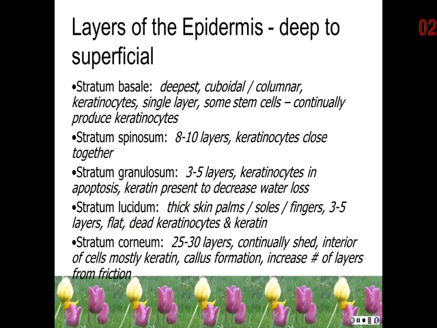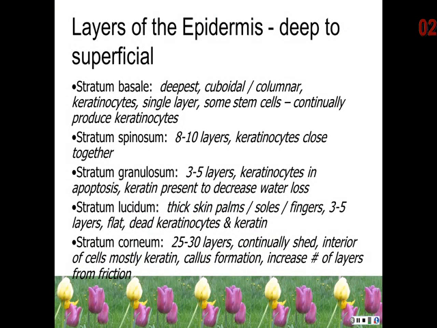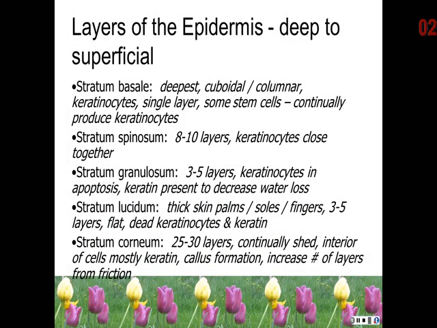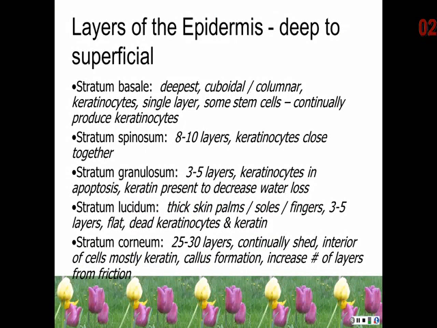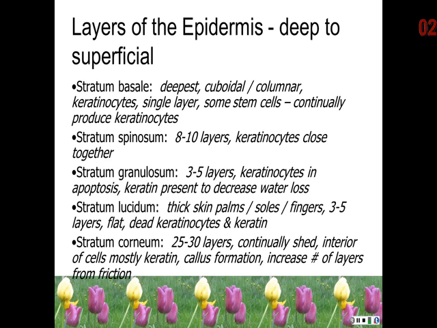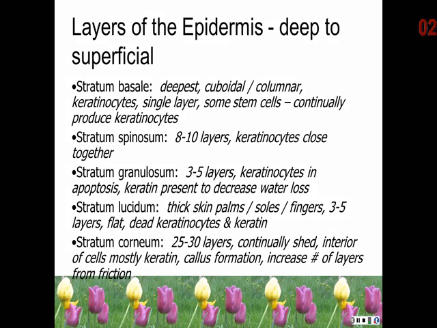We have 5 layers to the epidermis. This slide covers these layers from deepest to most superficial. The deepest layer of the epidermis, which is immediately above the dermis, is the Stratum Basale. This is a single layer of cuboidal and columnar cells that are keratinocytes. It also contains some stem cells to continue to produce new keratinocytes as these get pushed up to be more superficial layers. The next layer is the Stratum Spinosum, named for the spiny appearance. This is 8 to 10 layers of keratinocytes packed close together.